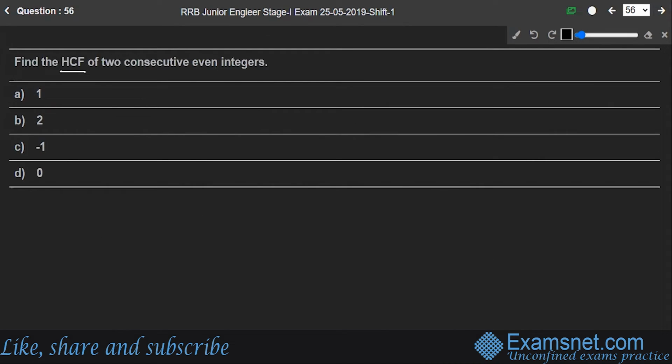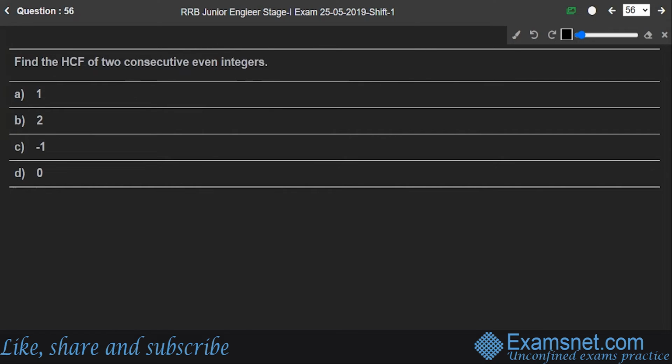Find the HCF of 2 consecutive even integers. See, first of all, you are having 2 consecutive even integers, right? So for example, 2, 4, or 4, 6, or 8, 10. The HCF for them, it's always 2, the highest common factor.